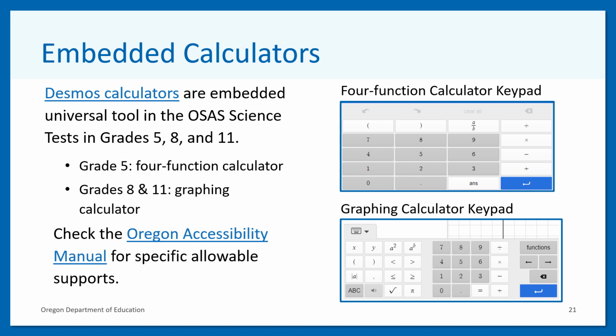Desmos calculators are an embedded universal tool available on all items of the science test in grades 5, 8, and 11. In grade 5, a 4-function calculator is available, whereas in grades 8 and 11, a graphing calculator is available. More information about the specific functionality of these calculators can be found on the Desmos website at www.desmos.com/testing/Oregon. Note that the OSAS Science Test uses the same embedded calculators as those found in the OSAS Math Test.